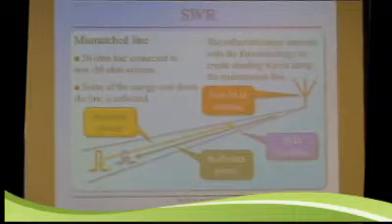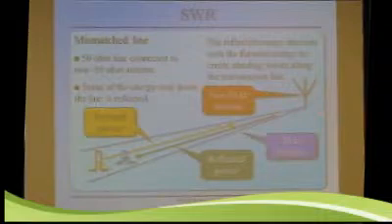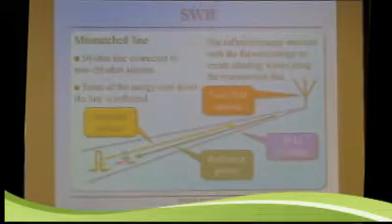If it's mismatched, then some of the energy sent down the line is reflected back. And the reflected energy interacts with the forward energy to create what's called standing waves along the transmission line. So you've got something other than a 50 ohm antenna with a 50 ohm transmission line, and then some comes back. Actually it gets reflected back until it dissipates, which creates heat in the feed line.